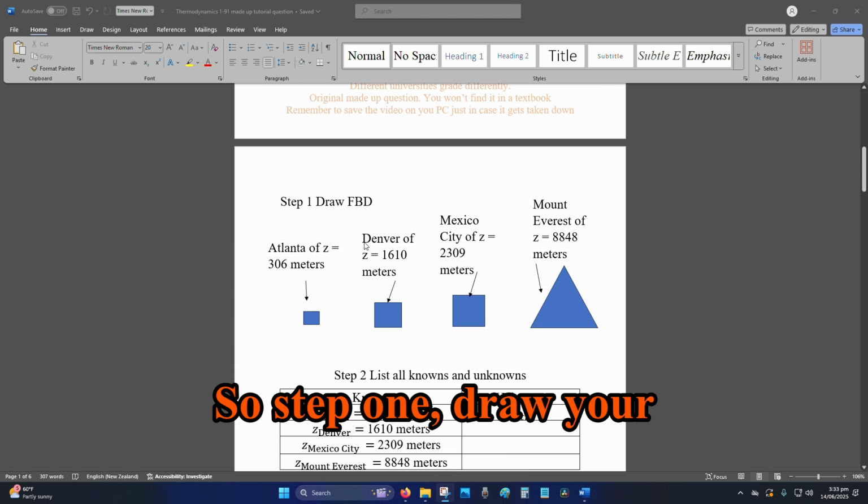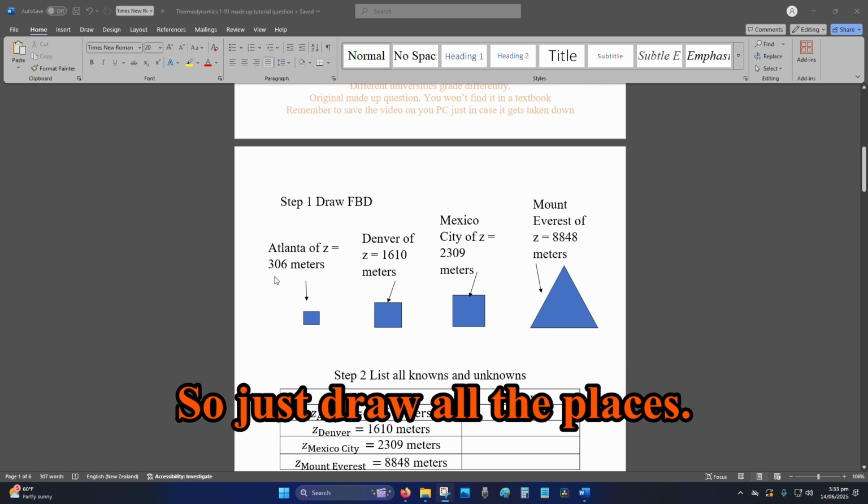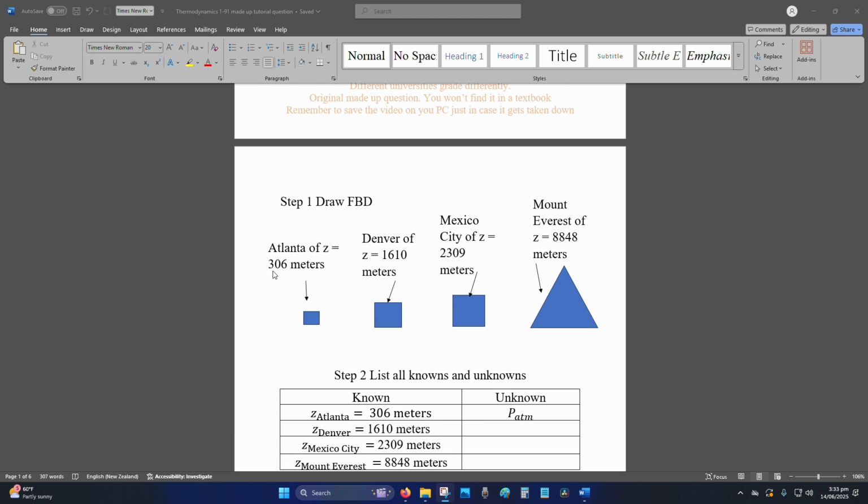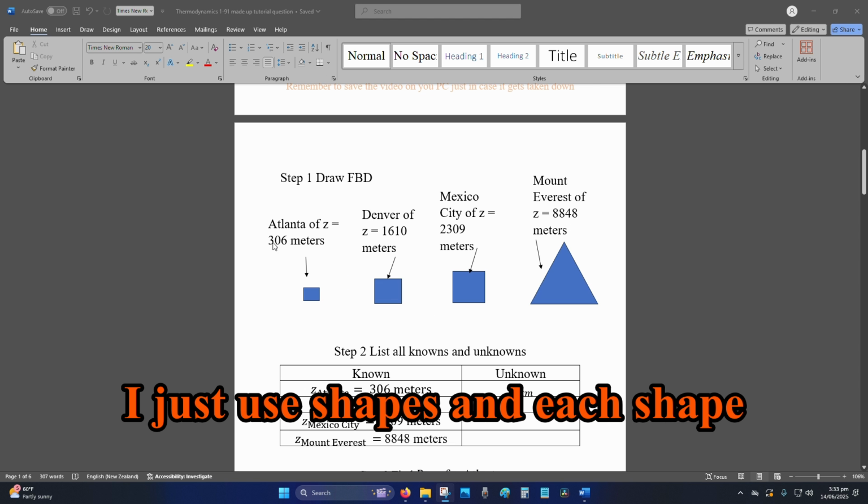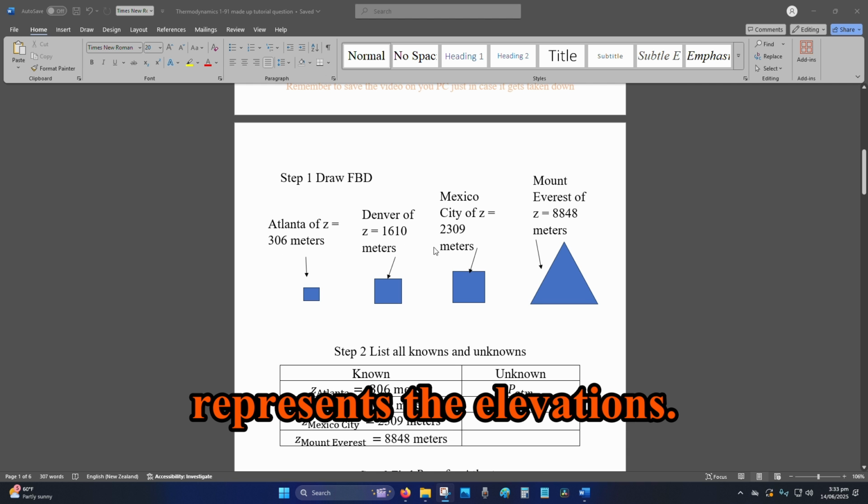So step 1, draw your free body diagram, your FBD. So just draw all the places. I just use shapes, and each shape represents the elevations.